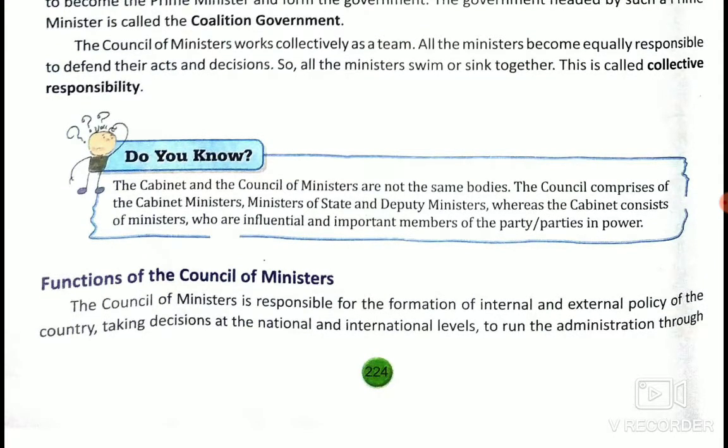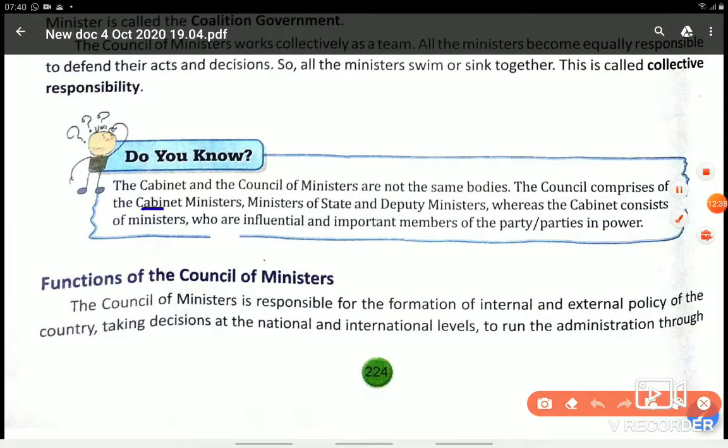The Cabinet and the Council of Ministers are not the same bodies. The Council means there are 3 categories of ministers: Cabinet Ministers, Ministers of State, and Deputy Ministers. Whereas the Cabinet consists of ministers who are influential and important members of the party. The topmost rank of minister is Cabinet Minister. The Council of Ministers comprises 3 categories of ministers: Cabinet, Minister of State, and Deputy Ministers. Right?